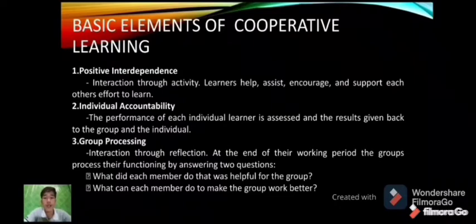Number 3, group processing. Interaction through reflection. At the end of their working period, the groups process their functioning by answering 2 questions. First, what did each member do that was helpful for the group? Second, what can each member do to make the group work better?